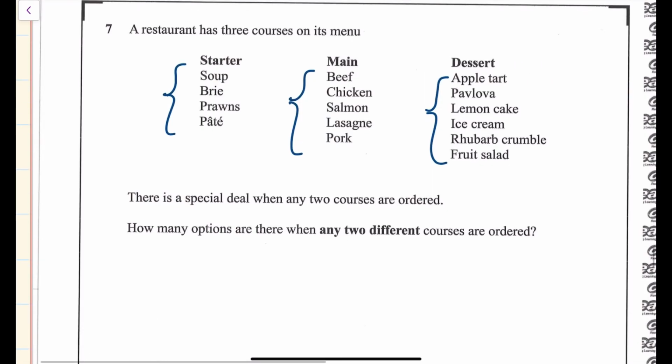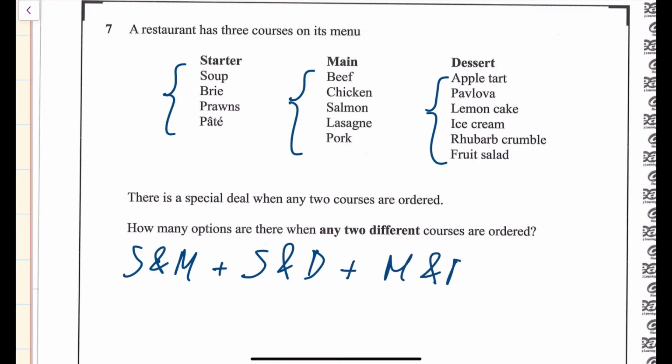So let's just work out in terms of letters. You could go for starter and a main, or you could go for starter and a dessert, or you could go for a main and a dessert, and that's covered them all. You could also say dessert and starter, but that's already covered. Dessert and main, that's already covered. Main and starter, that's already covered. So it's the same thing.